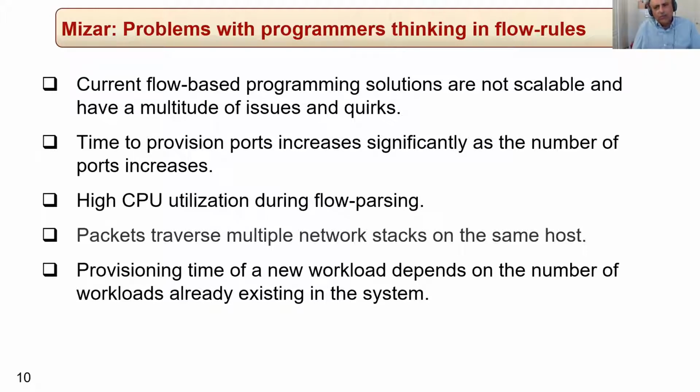So why didn't we use OVS? I'm pretty sure you folks are familiar with most of the cloud platforms. They use OVS, the Open vSwitch virtual switch, and they're based on a flow-based programming model. So in a typical environment like OpenStack where you use OVS, you have a control plane that programs your flow tables on each virtual switch on each host using the OpenFlow protocol. So that's where the problem is. The current flow-based programming models are not scalable and have a multitude of issues and quirks.